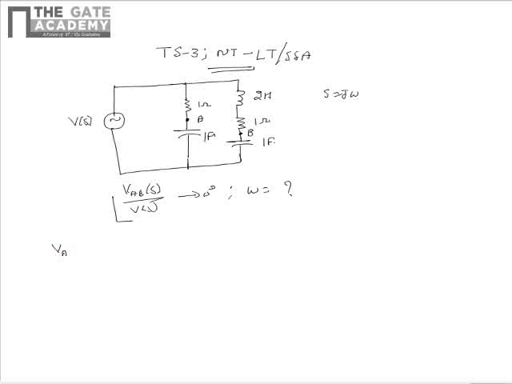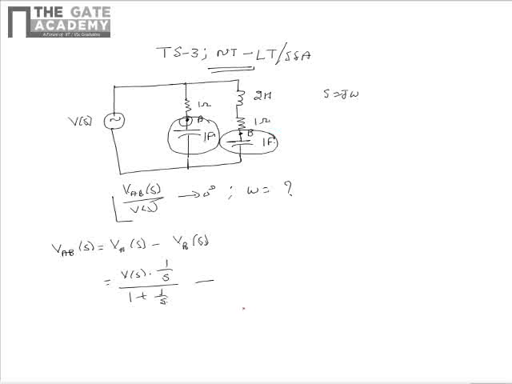So from the given circuit we see that VAB of S can be given as VA of S minus VB of S. VA of S is the potential at this point, which is the drop across this capacitor, which can be written as V of S multiplied by 1 by S divided by 1 plus 1 by S, and VB of S can be written as the drop across this capacitor, which can be obtained by voltage divider rule as V of S multiplied by 1 by S divided by 2S plus 1 by S.